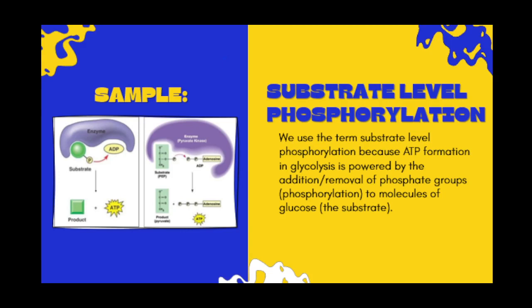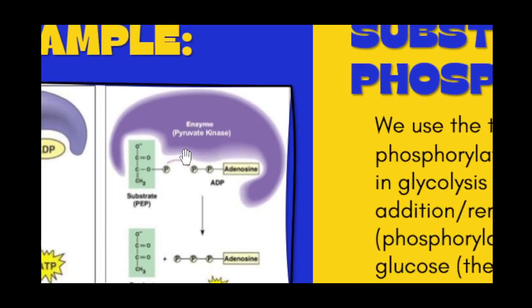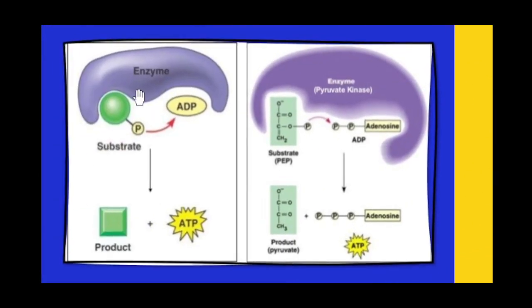If we say phosphorylation, it just means that we are adding or removing phosphate groups to what? To molecules of glucose, which is our substrate. So that's why it's called substrate level phosphorylation. Let's take a look at this sample here. If we talk about substrate, an enzyme will be present as well because enzymes speed up reactions. So we have the enzyme over here and we have our substrate.